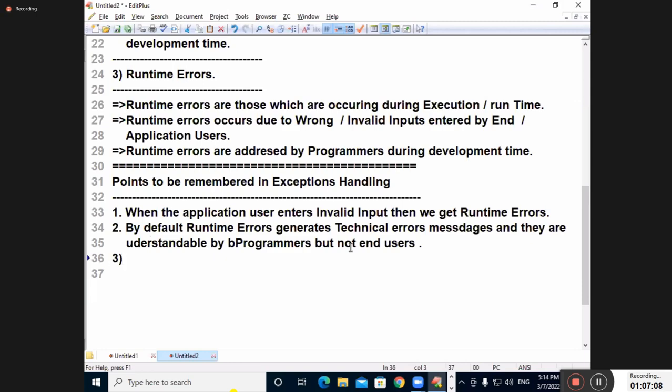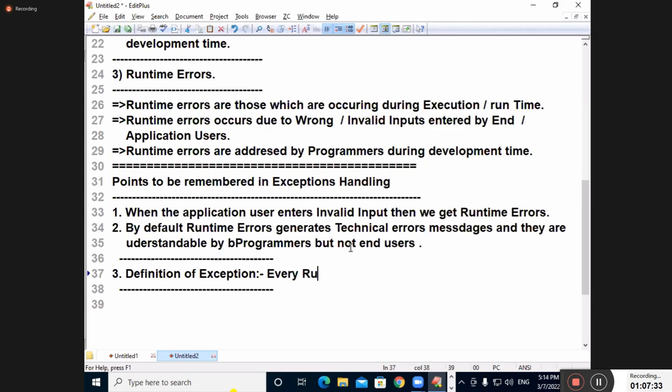Now I am saying a beautiful point. Students, see, I am going to give you the definition of exception, because exception handling is actually so easy when you carefully listen. What is the definition of exception, sir? Every runtime error is called an exception.